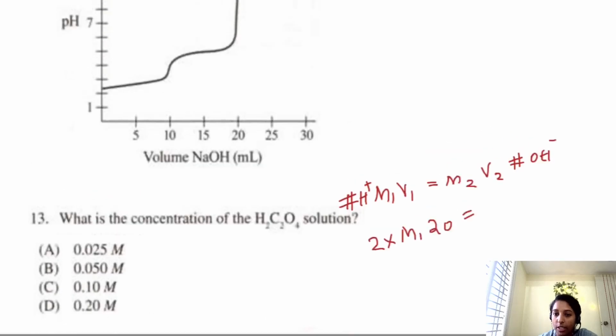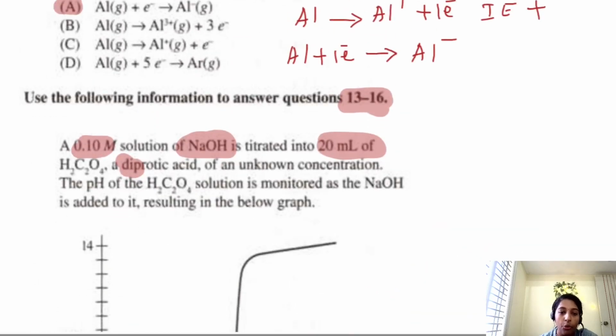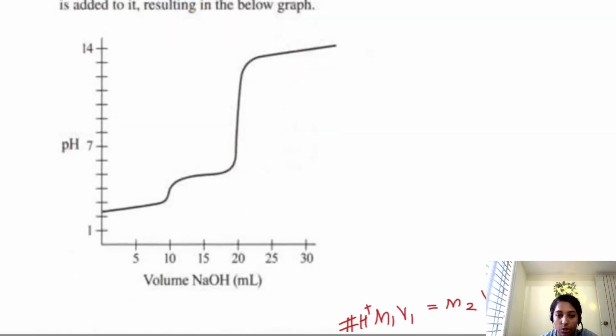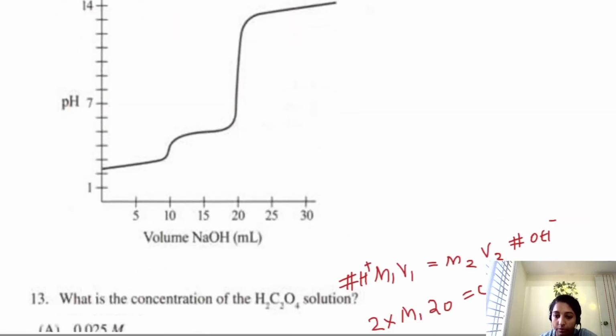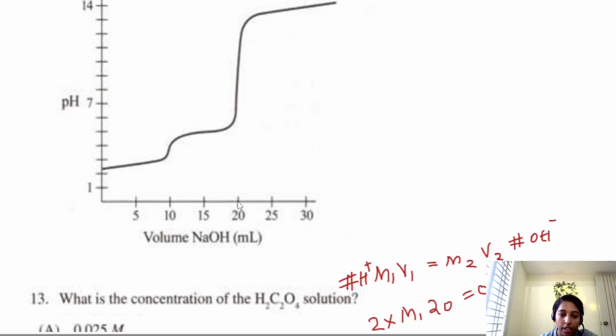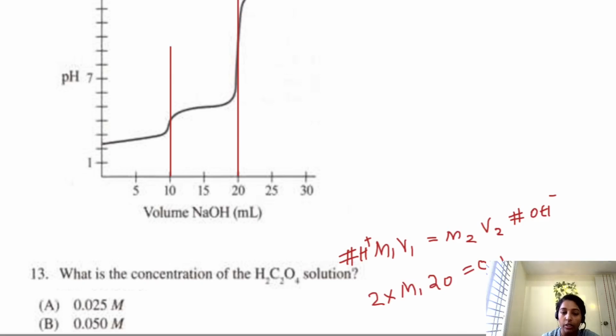And the molarity of NaOH, what was given? 0.1, correct? And the NaOH volume, you can take it from the graph. So which is the end point? This one is the first equivalent point and the second one is the second equivalent point. Okay, so the reaction is complete at the second equivalent point. So you can take the 20 ml.